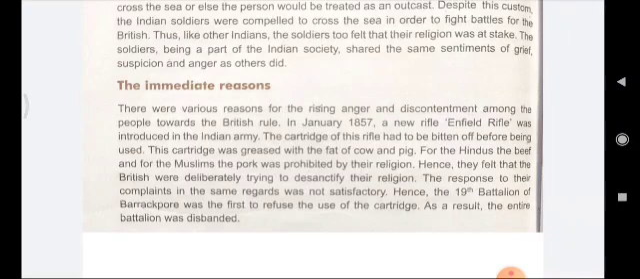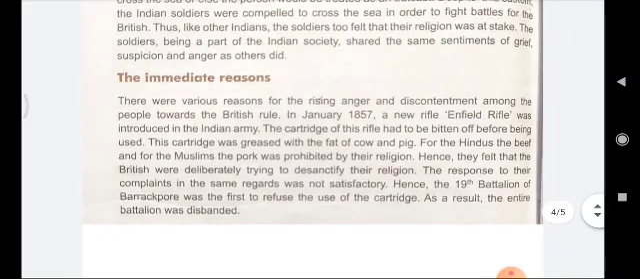Let's see the immediate reasons. There were various reasons for the rising anger and discontentment among the people towards the British rule. In January 1857, a new rifle, the Enfield, was introduced in the Indian Army. The cartridge of this rifle had to be bitten off before being used. So here a new rifle named the Enfield rifle was introduced in the Indian Army, and the cartridge of that rifle had to be bitten off before using it.